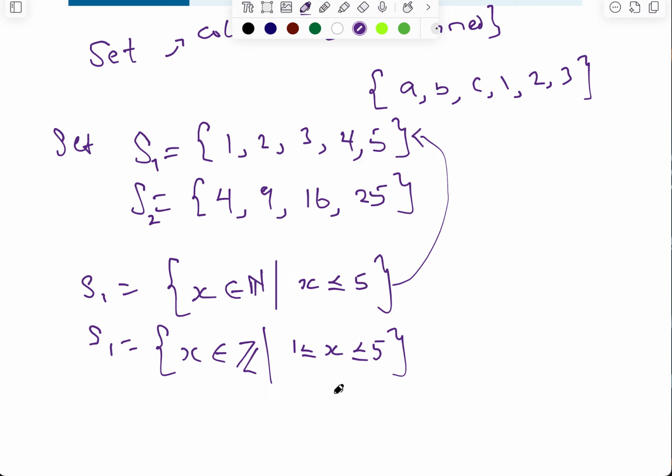Even this particular inequality, I can still make it such that I will say 0 is less than x less than 6. It's still the same thing because I've restricted it to being an integer.